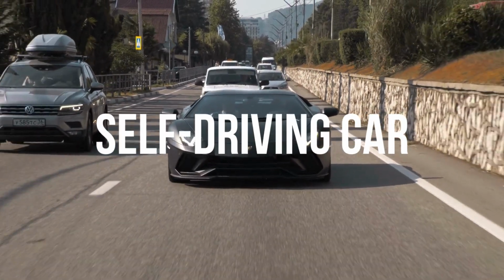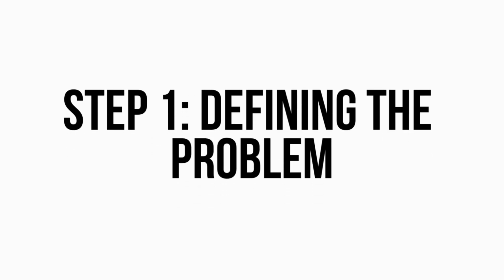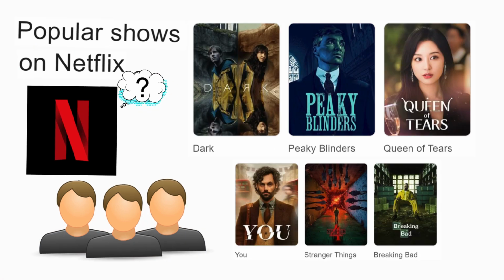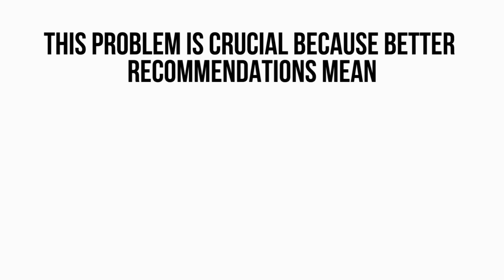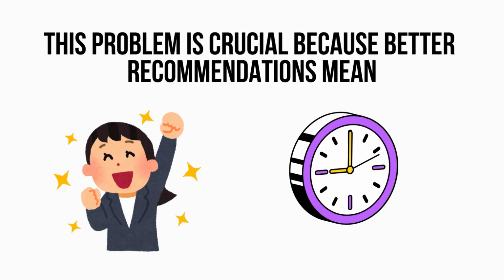How do self-driving cars navigate the roads? Well, it's all thanks to data science. Every data science project starts with defining the problem that needs to be solved. For Netflix, the problem might be how we can recommend the best shows and movies to each user. This problem is crucial because better recommendations mean happier users and more watch time.